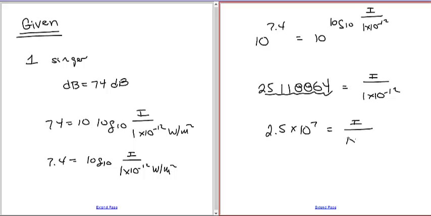So now you find out the sound intensity of one singer is 2.5. That's a nice thing here. You just multiply the coefficients together, 2.5 times 1 is 2.5. And then you add the exponents, so it'll be 10 to the minus 5. And the units are watts per meter squared.